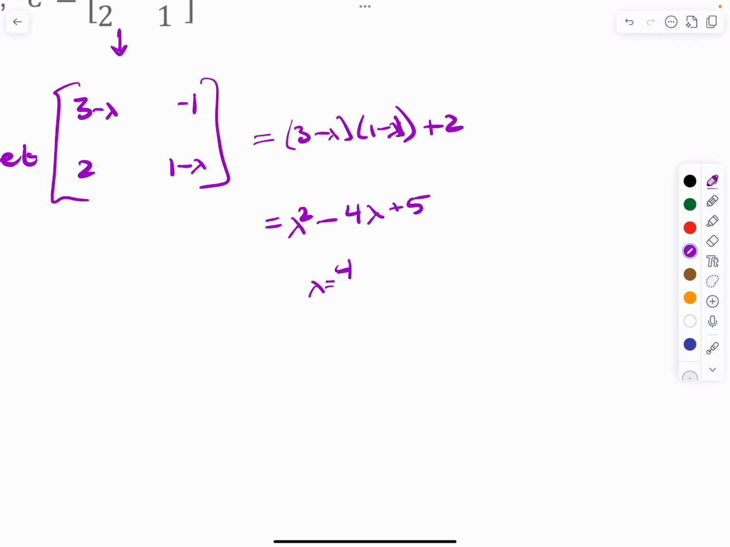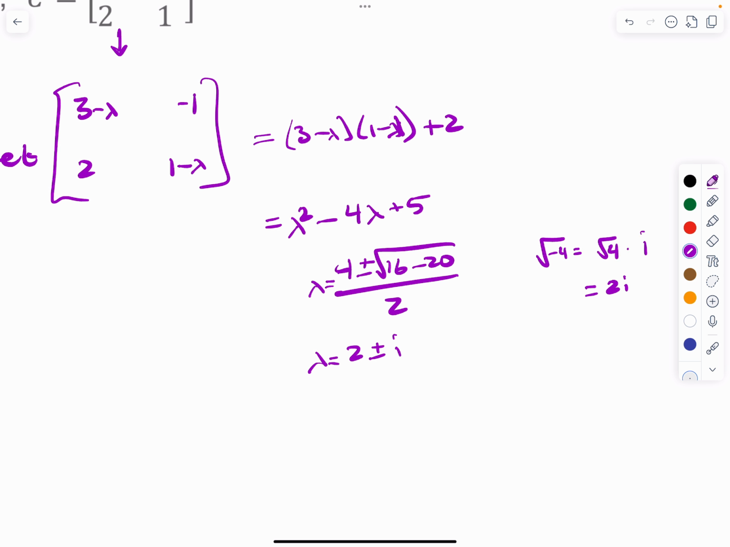So 4 plus or minus square root of 16 minus 20. Ah, this is nice in its own way. Okay, so lambda is equal to 2 plus or minus i. The square root of negative 4 is the square root of 4 times i, so that's 2i, and when you divide by 2, you get just i. So you get complex eigenvalues, which means the eigenvectors aren't real, so there aren't any straight lines.